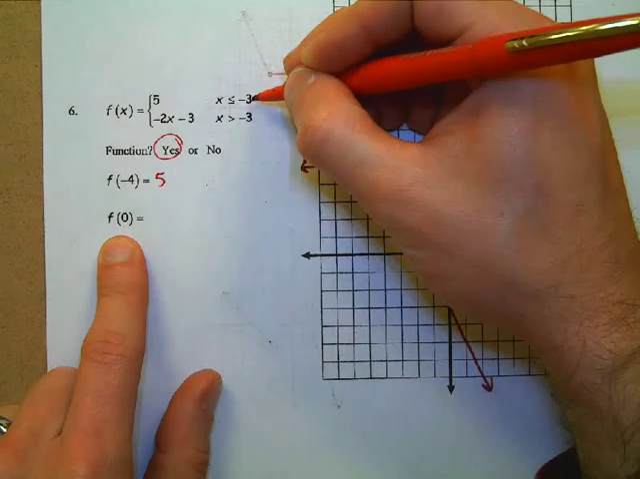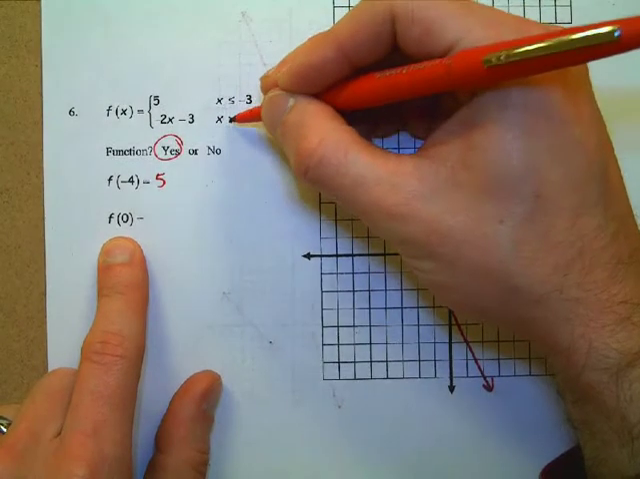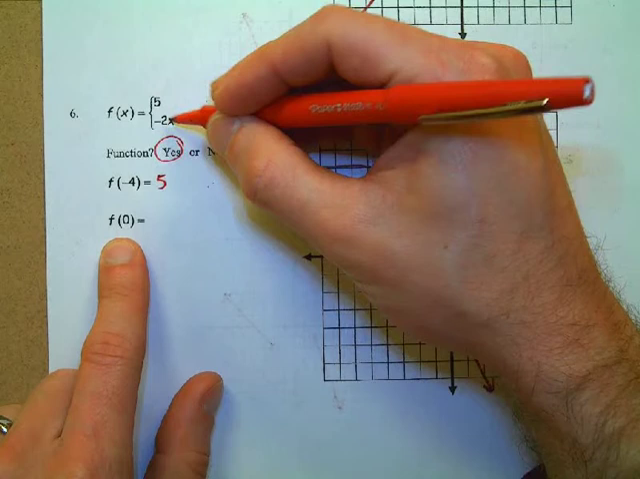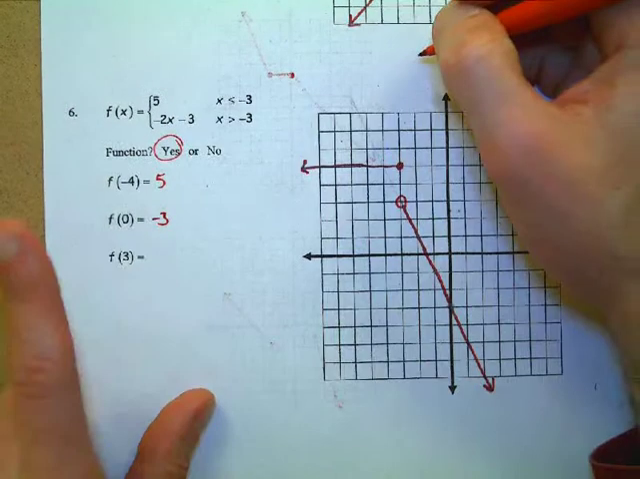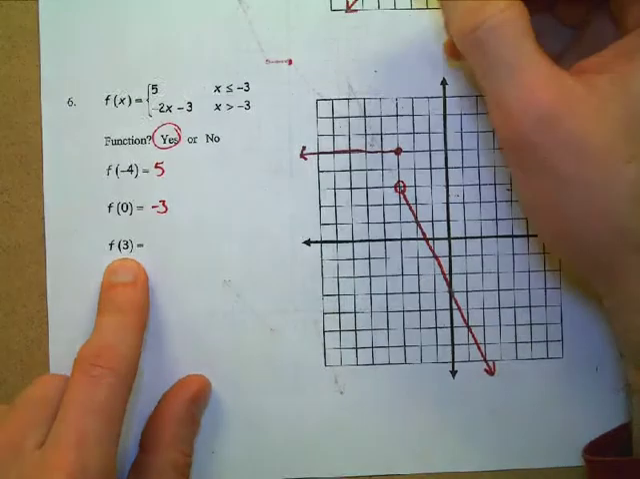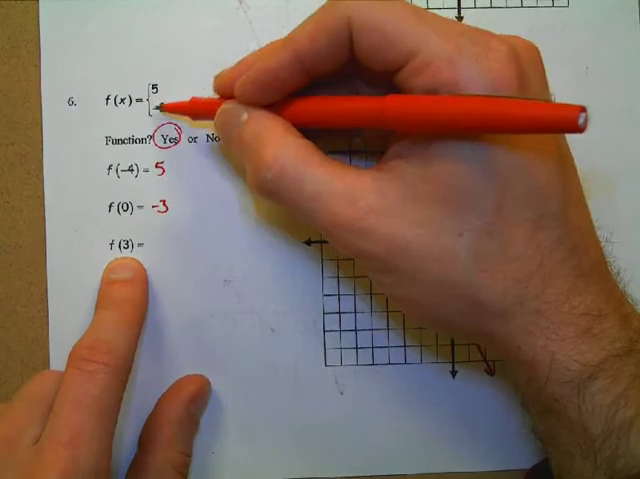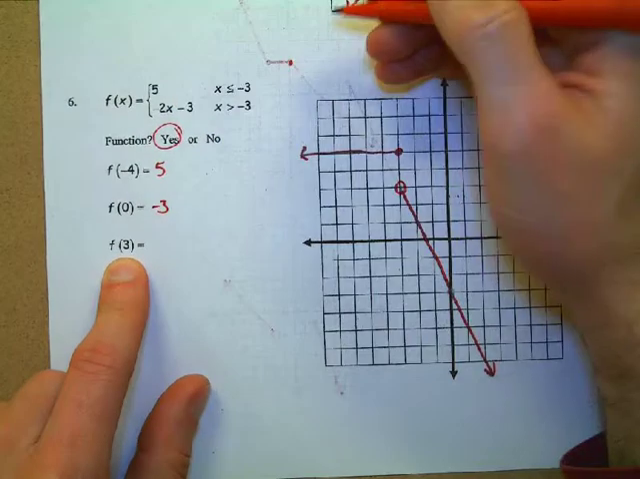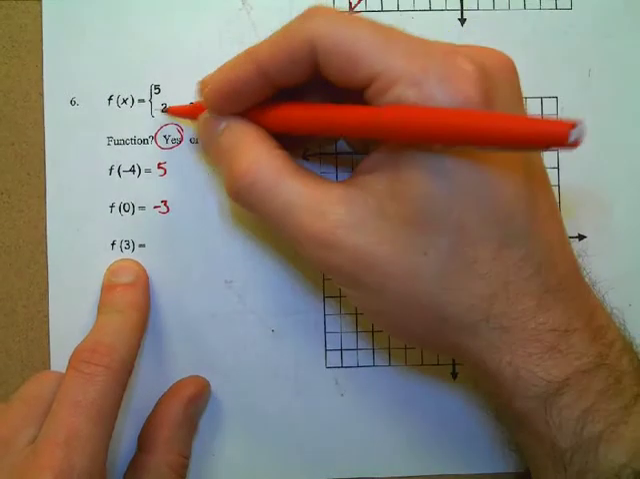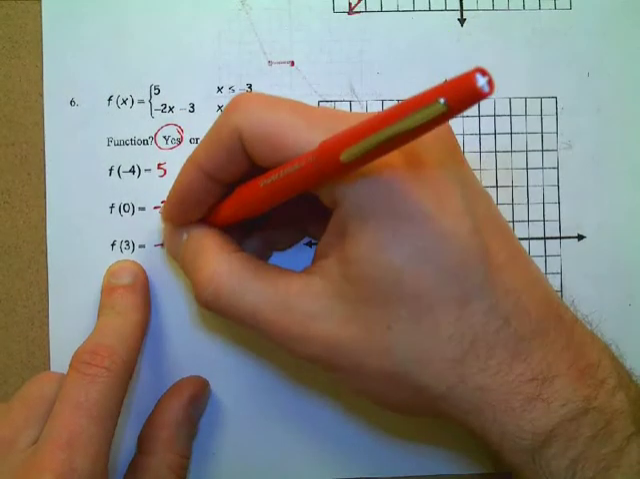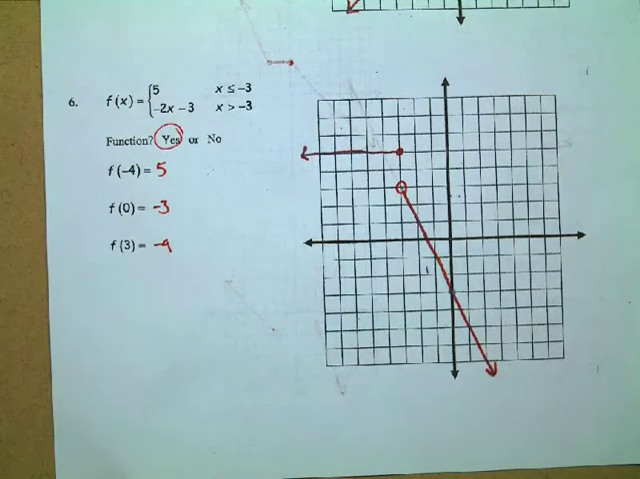So we plug in the bottom piece, right? 0 is greater than -3. So we plug it in here. -2 times 0, 0, minus 3, -3. Okay? And then the last piece here, number 6. Okay, what's -2 times 3? Oh, shoot. Should I plug it in the bottom one? Yes, 3 is greater than -3. So -2 times 3 is -6, minus 3 gives us -9. Okay? So there are those pieces there.